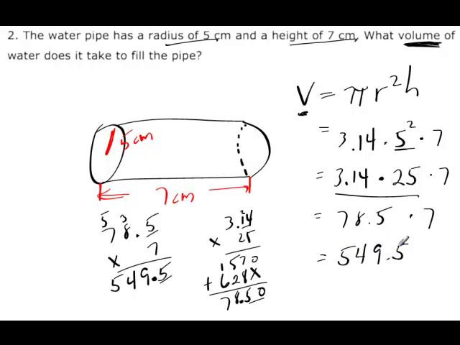549.5, and our label has to be centimeters, but since I'm using 3 dimensions, this is cubed because it's a 3-dimensional object. It's a solid. So we always have cubic units. In this case, it was centimeters.